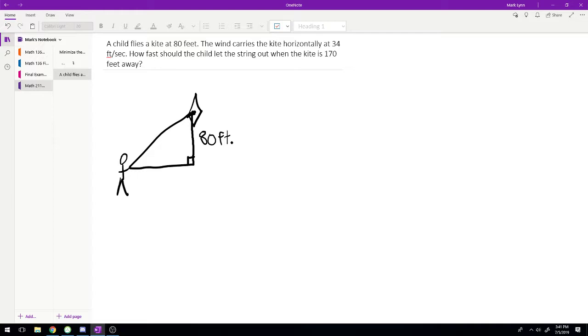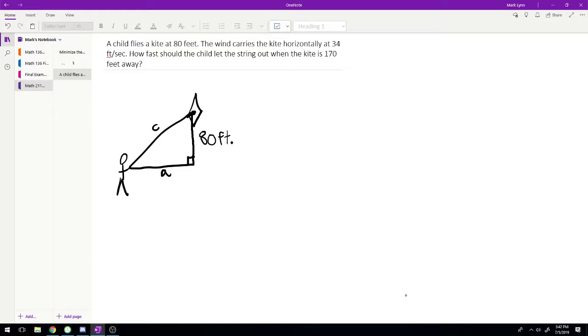As the kite is flying horizontally, we know that the hypotenuse will be changing, so we're going to express that as a variable. That's the most important thing in these related rates problems: to figure out which values are constant and which ones are changing. The changing ones we want to express as a variable. This horizontal distance is changing as well because it's going away at 34 feet per second, so we'll call this A.